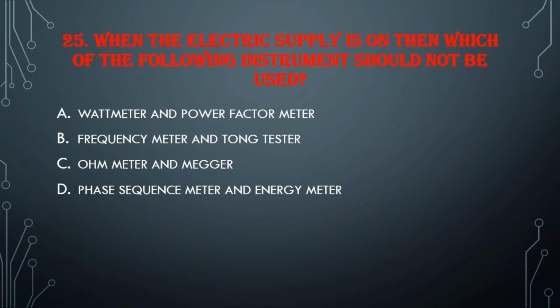The next question for you all, my friends, is: when the electric supply is on, which of the following instruments should not be used? The options are: A. Wattmeter and power factor meter. B. Frequency meter and tong tester. C. Ohmmeter and megger. D. Phase sequence meter and energy meter. And your time starts now.